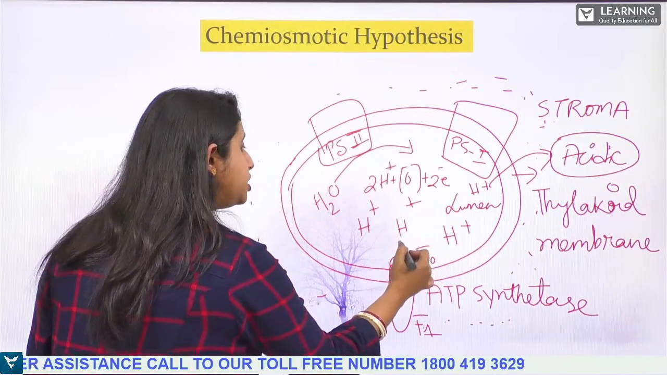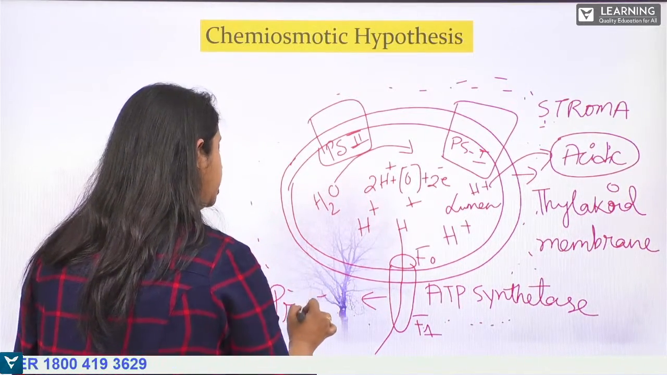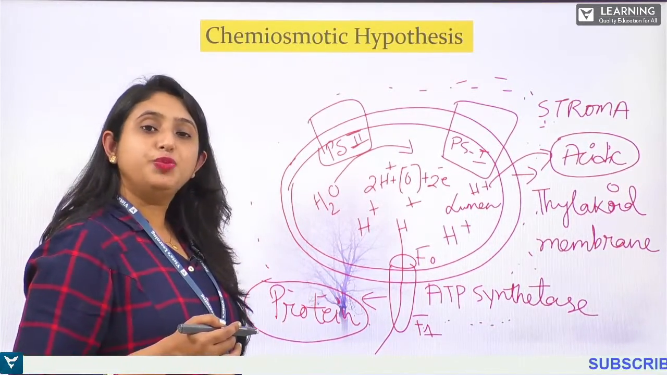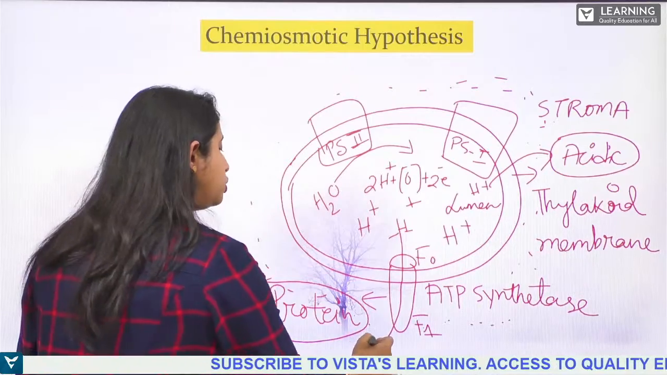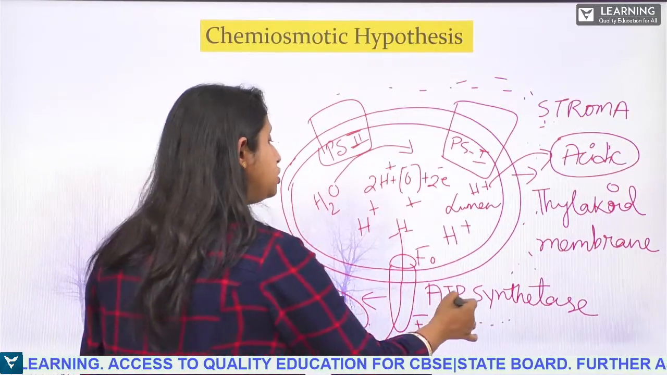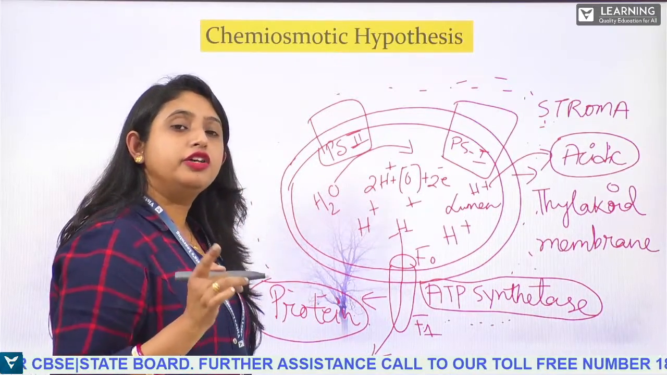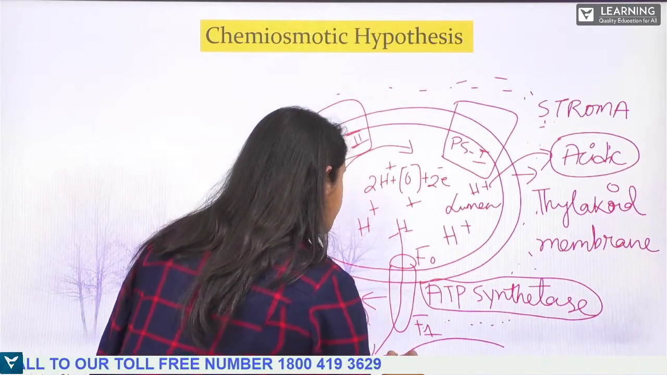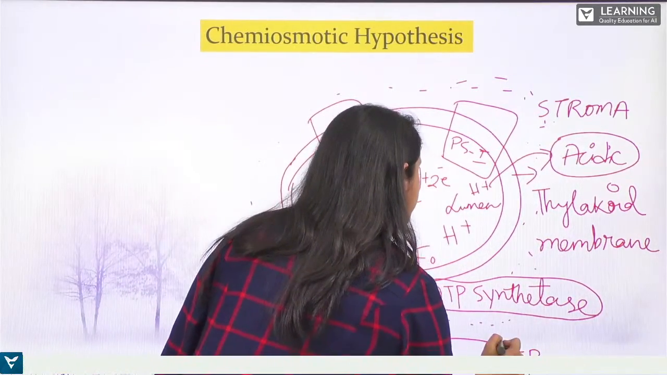Now, through this ATP synthesis, through this protein, these are the special proteins, F1 and F0. These special proteins help in the removal of the hydrogen ions from the lumen. And it uses this enzyme, that is ATP synthetase, where from ADP, one ATP molecule is being formed.